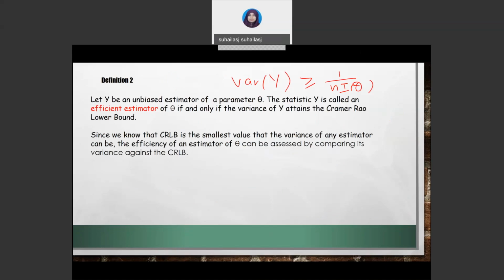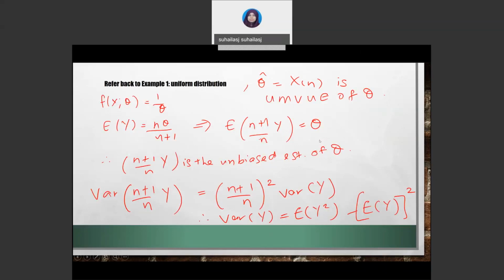So Y is an unbiased estimator. The statistic Y is called an efficient estimator of theta if and only if the variance of Y attains the Cramer-Rao lower bound. Since we know that the CRLB is the smallest value that the variance of any estimator can be, the efficiency of an estimator of theta can be assessed by comparing its variance against the Cramer-Rao lower bound.